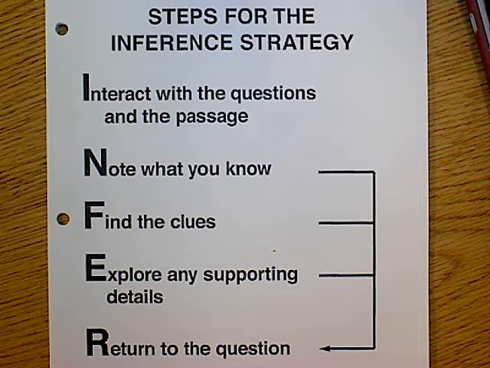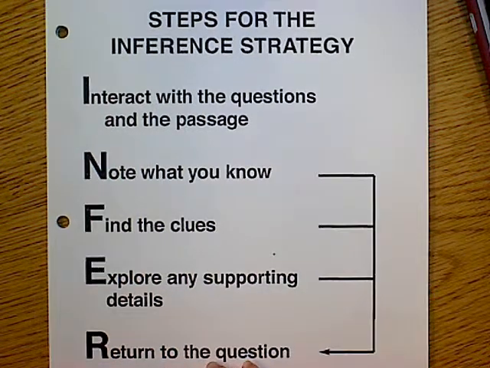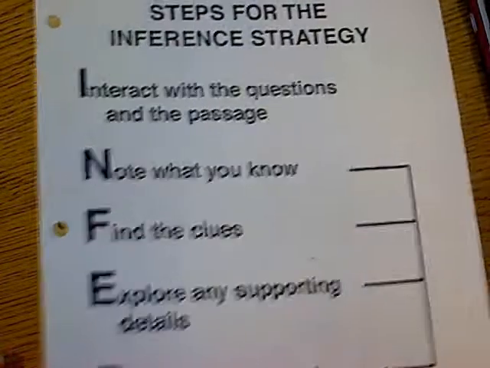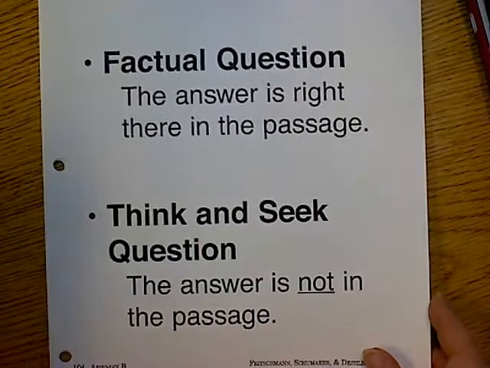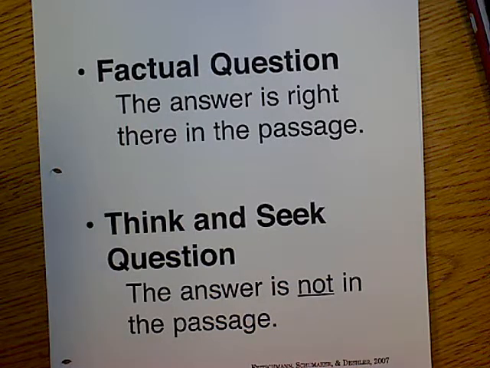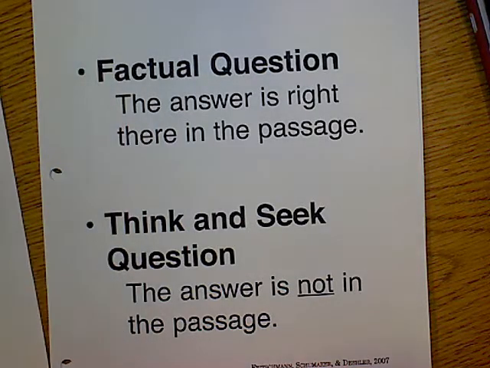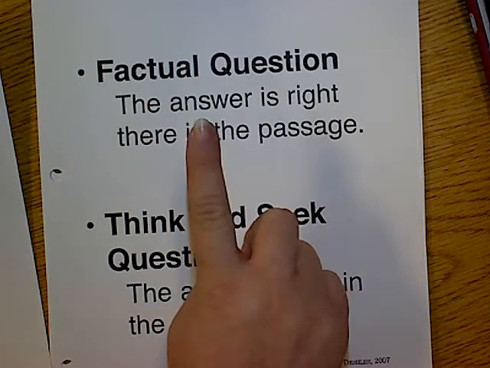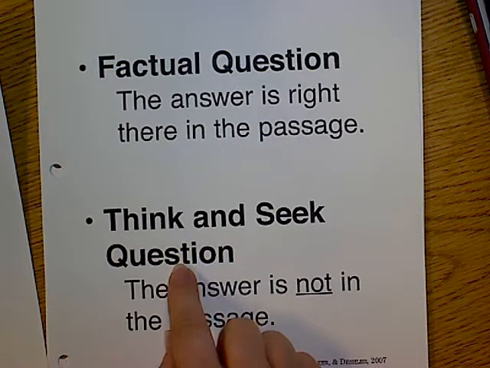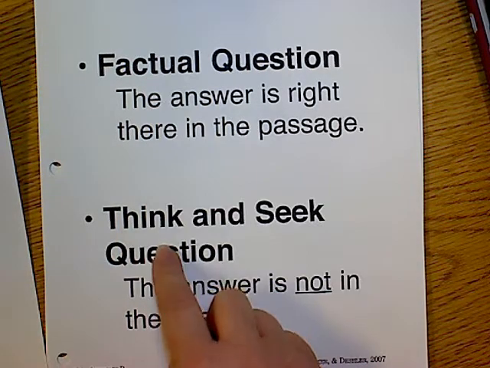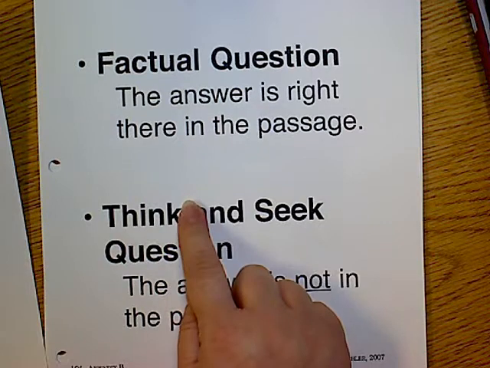Okay, so there are two major types of questions. Remember, there's two major types, and there is a factual question and a think and seek question. There are also three types of think and seek questions: big picture, predicting, and clarifying. So there's three types of think and seek questions, but you do need to know there's two types of overall questions: factual questions and think and seek questions.